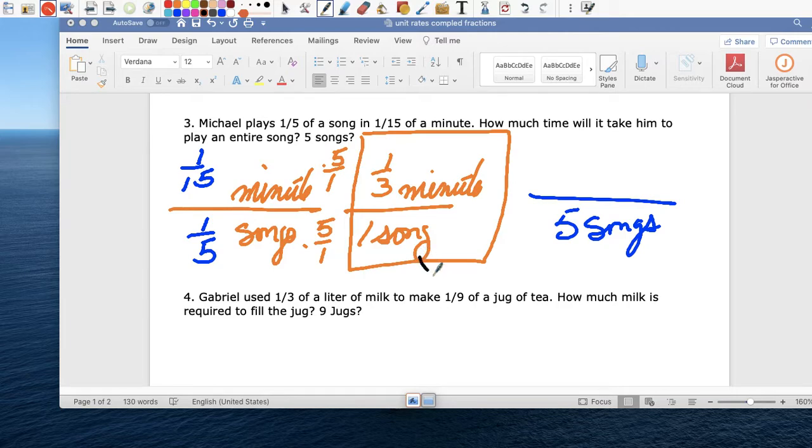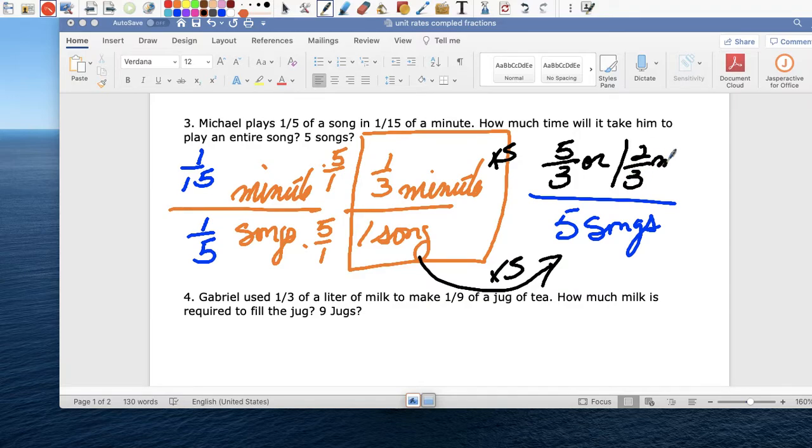1 song. We want to know how long it takes for 5 songs. Well, times 5 on top, and we get 5/3, or change that to 1 2/3 of a minute for 5 songs.